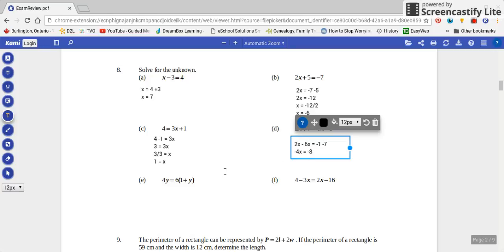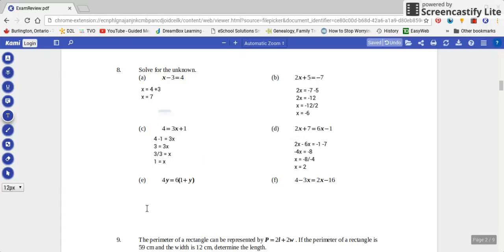Okay, now we're back to where we were in the earlier questions. A letter beside a number. Okay, and those two are times on this side. We're going to divide on the other. So we're going to end up with negative 8 divided by negative 4. Okay, x equals 2. And we've solved that one.